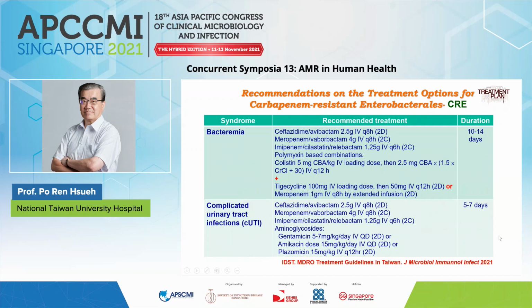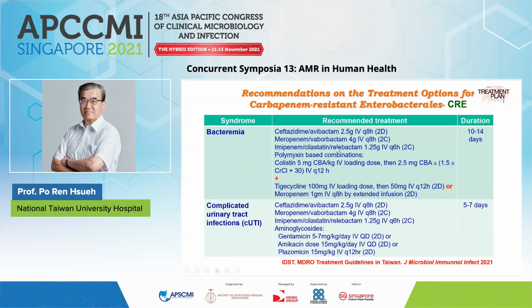This year in Taiwan, the Infectious Disease Society of Taiwan made a recommendation of treatment options for carbapenem-resistant Enterobacterales, including XDR and PDR Enterobacterales. We divide the treatment options by syndrome, into bacteremia and complicated UTI. So we have some recommended treatment options. For example, in Taiwan we have ceftazidime-avibactam, so we put ceftazidime-avibactam as a recommended treatment for carbapenem-resistant Enterobacterales.